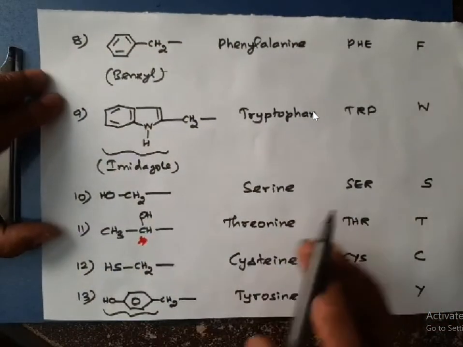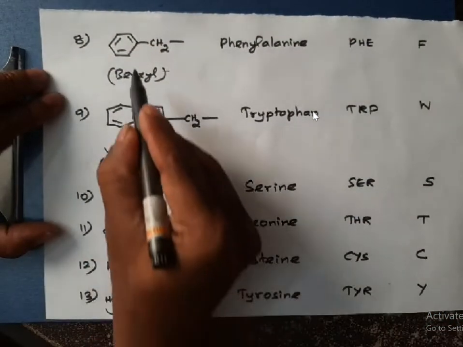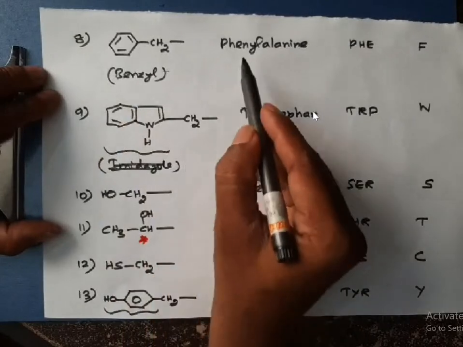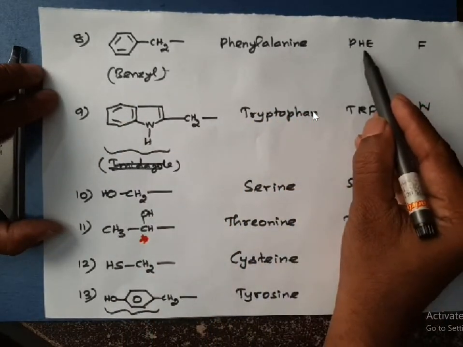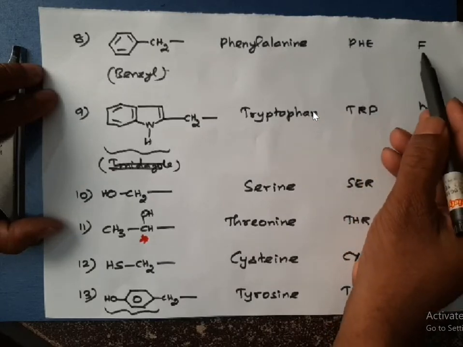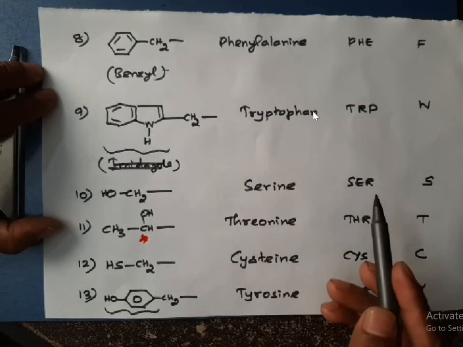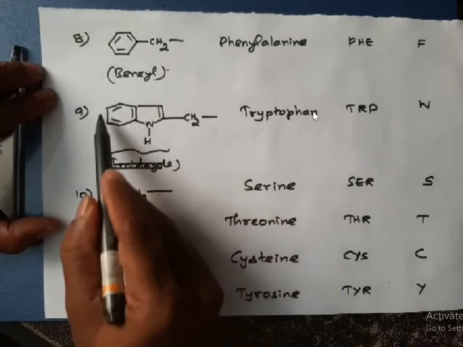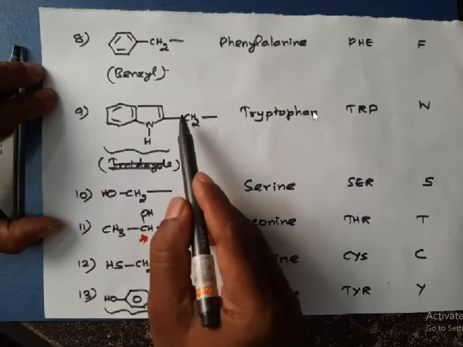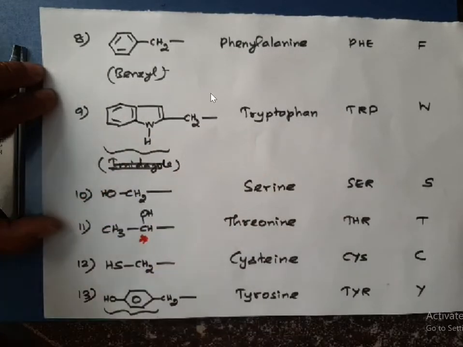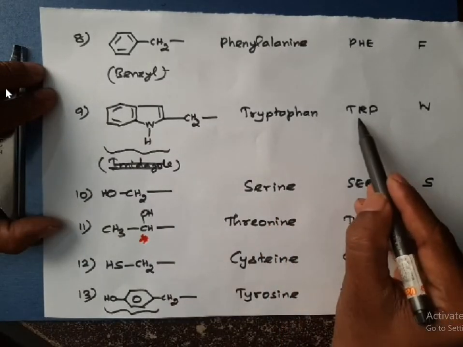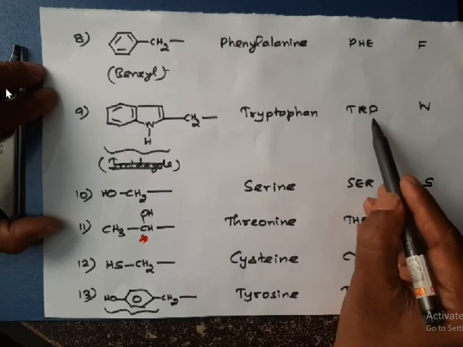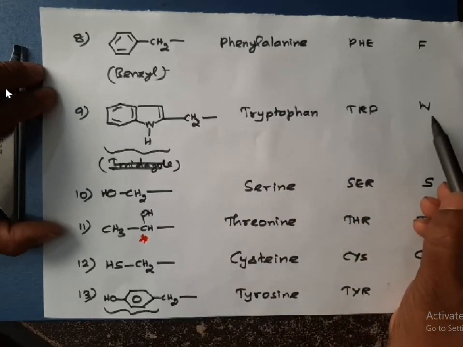Suppose the R group is a benzyl group. We call that amino acid phenylalanine. The abbreviation we use is PHE, and the symbol is F. Suppose the R group is this group, then the amino acid is called tryptophan. The abbreviation is TRP, and the symbol is W.